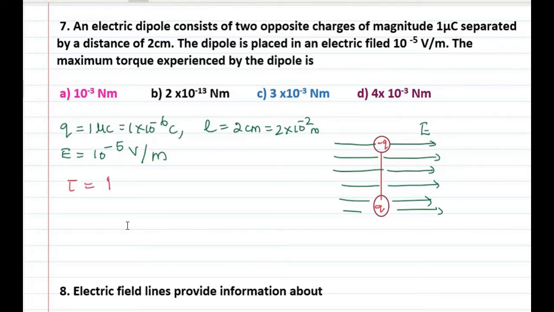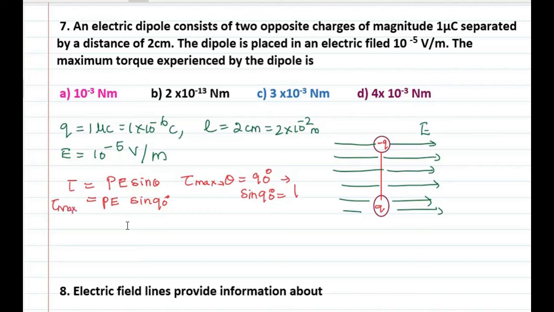Tau is equal to PE sin theta, that is the formula. So for tau maximum, theta should be equal to 90 degree, because sin 90 will be equal to 1. So we will get the maximum at theta 90 degree. So we'll substitute here PE sin 90 degree. For tau maximum, theta equal to 90 degree, that is the angle between the electric field and the dipole will be 90 degree.